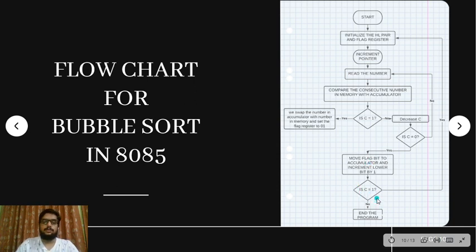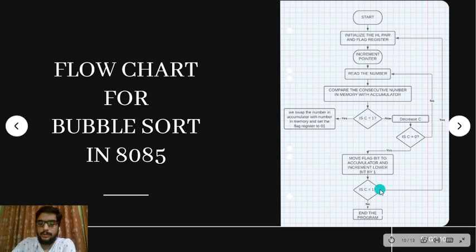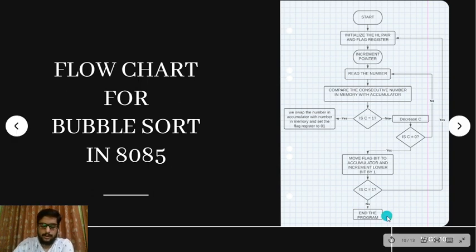If the carry flag is 1, that means in the last pass there was a swap. This does not confirm that there cannot be any more swapping, so there is a possibility that there could be another swap in future. So we go back to the starting point and do the whole swapping algorithm again. If the carry flag is not 1, that means all the swapping has taken place and we have the array in decreasing order, and so we end the program.